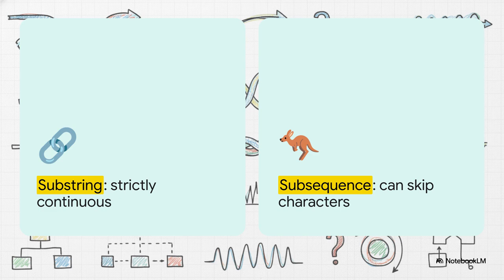A subsequence, on the other hand, maintains the original left-to-right order, but it allows you to skip characters in between. It's more like picking specific M&Ms out of a trail mix. So, ACE is a perfectly valid subsequence, but it's absolutely not a substring. Knowing this exact distinction dictates whether you're going to use a sliding window or dynamic programming later on.